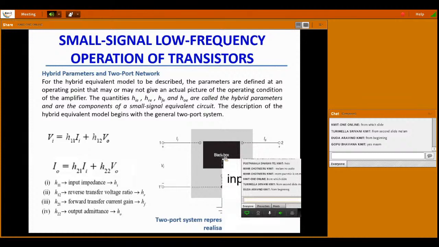Now, in the hybrid parameter or small signal equivalent circuit, H11 is the parameter which is calculated on the input side. H12 is a parameter which is calculated from input to output, and H21 is the parameter which we calculate from output to input. H22 is the parameter which we calculate only at the output side.